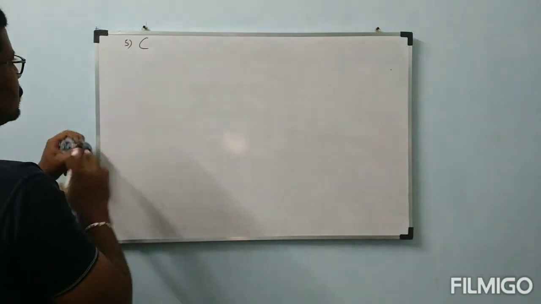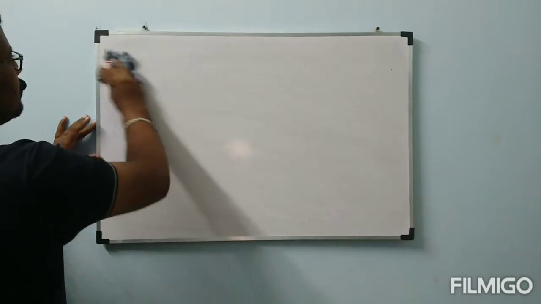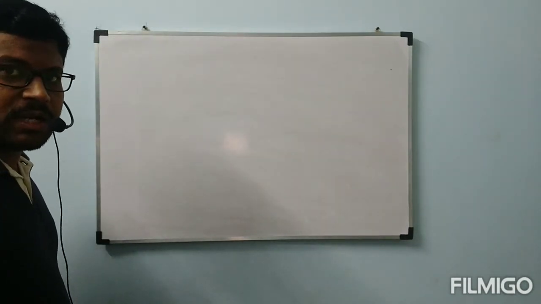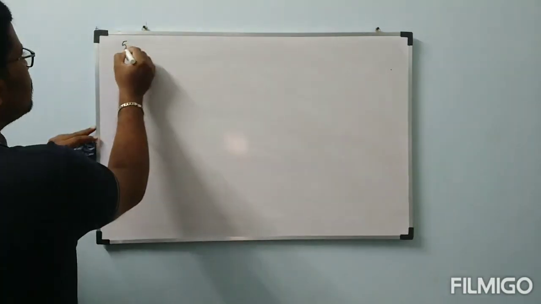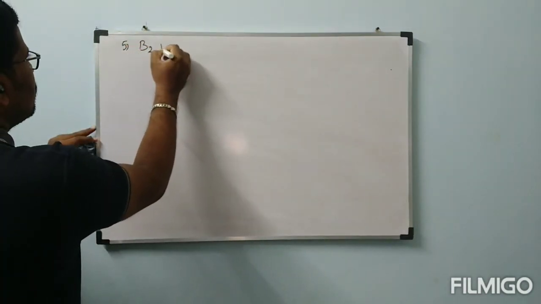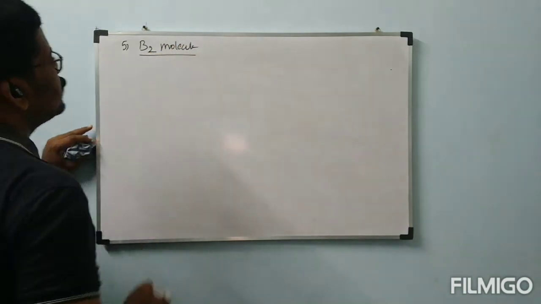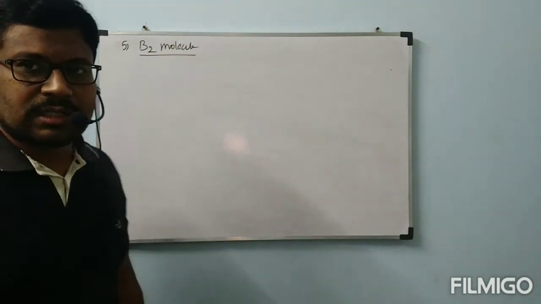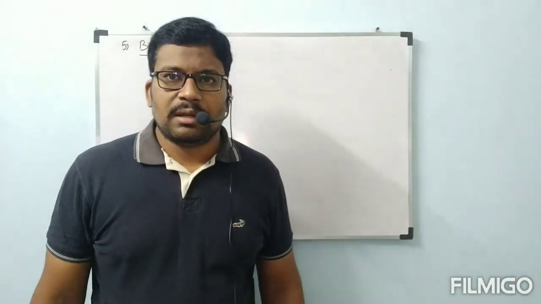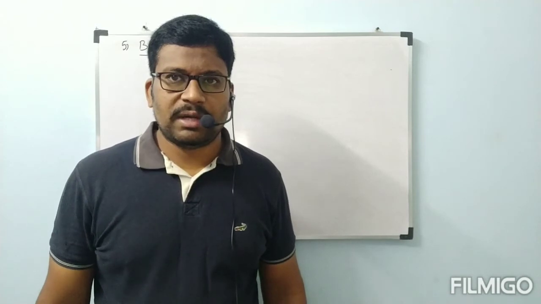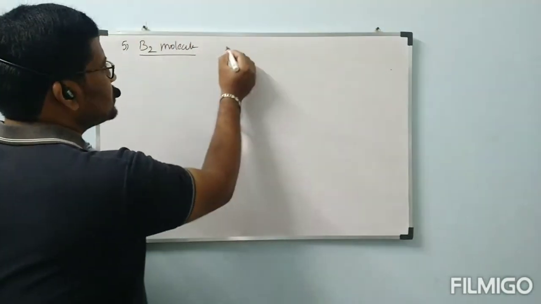Sorry, boron. Beryllium, 4th, atomic number 4. Next, the B2 molecule also we have to see. So fifth one, B2 molecule. Each boron has 5 electrons. B2 molecule has 2 borons, then 2 into 5, 10 electrons. This is a 10 electron system.